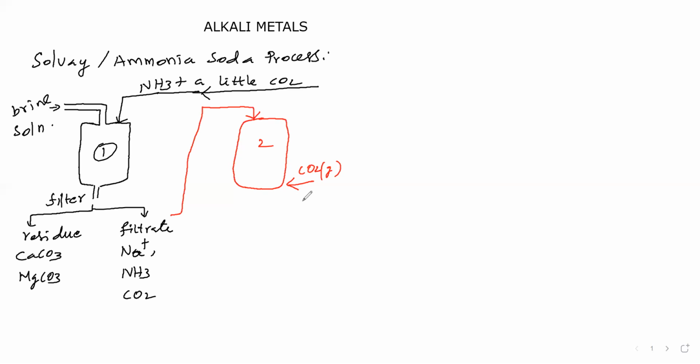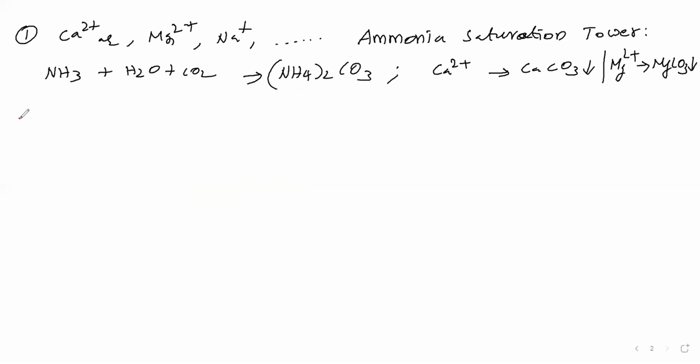The carbon dioxide gas is passed from the bottom of the tower, so the carbon dioxide moves up. The filtrate of the first tower is poured into the second tower from the top, so the filtrate comes down. Now, in the second tower, what reaction takes place? That we will see. In the second tower, we are passing carbon dioxide gas.